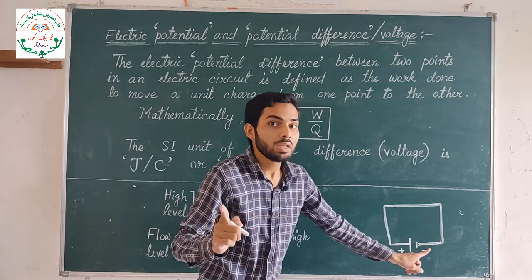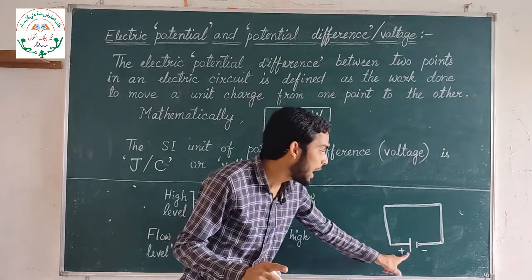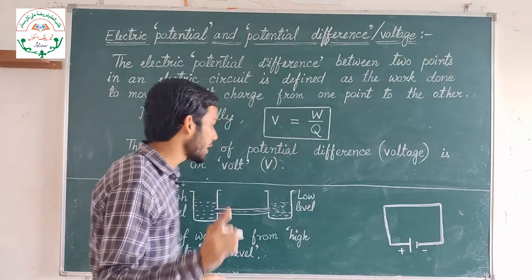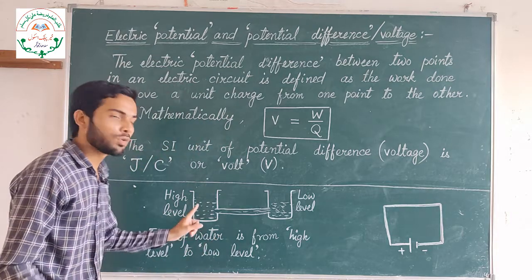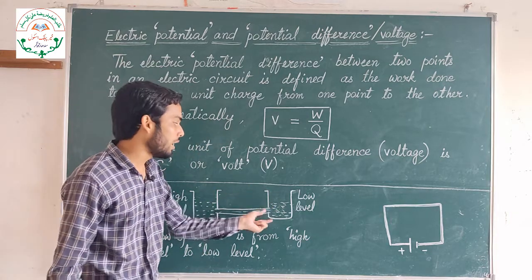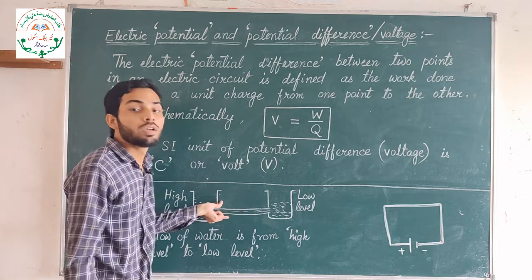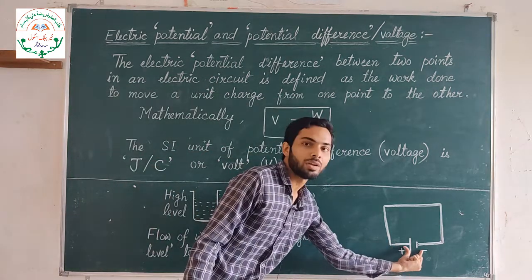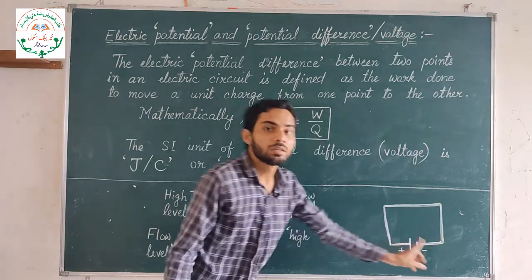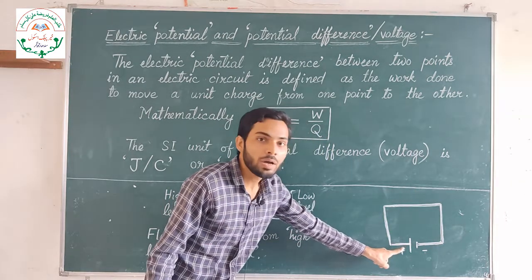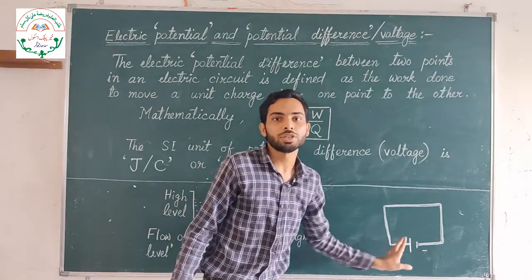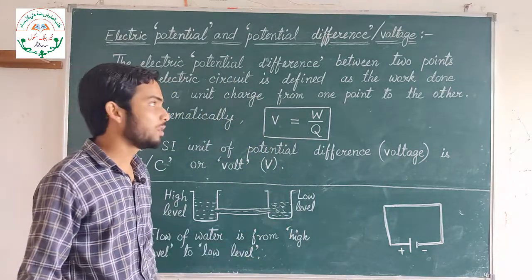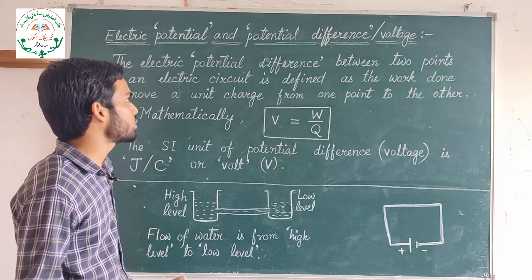So we can say that the electric current is flowing from high potential to low potential, just as in the case of water, the water was flowing from high level to low level on joining both beakers with a pipe. Similarly, on joining both terminals with a conductor, the electric current will flow from high potential to low potential. Now I hope that you would be able to understand this better.